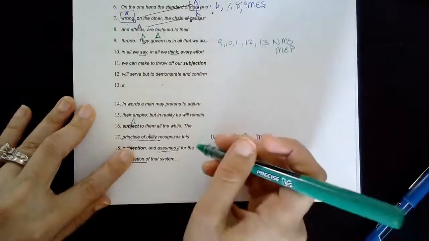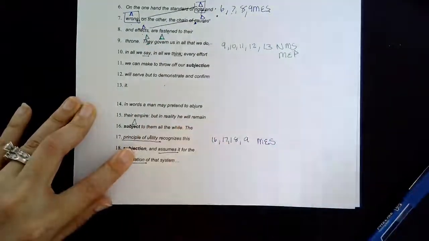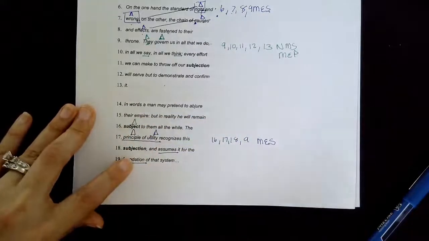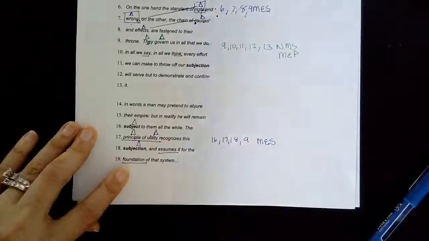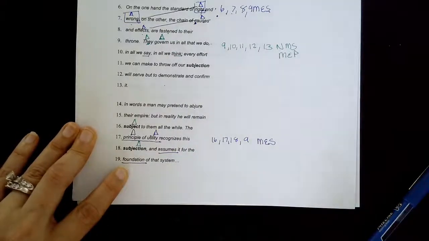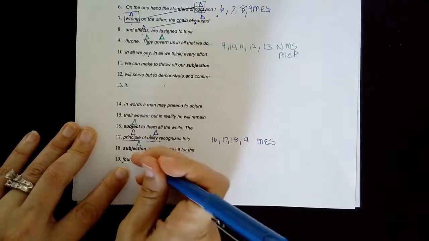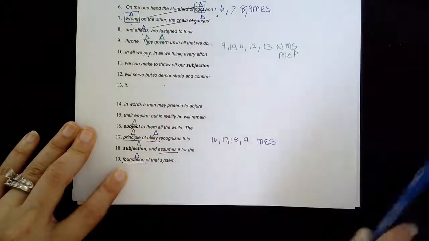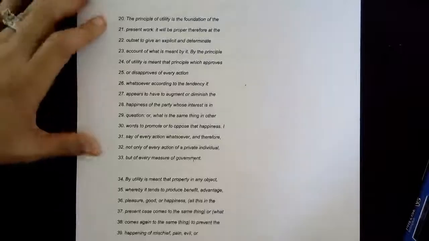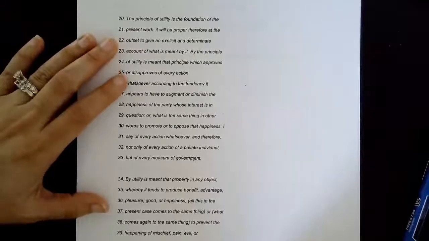Principle of utility. So what is a principle? So now we're going to start to do some purple triangles. Subjection. And then assumes it for the foundation. So I want you to think about what does it mean for something to be a foundation of something. Okay, we're almost done. Let's go ahead and go over here. The principle of utility, he says, is the foundation of the present work.